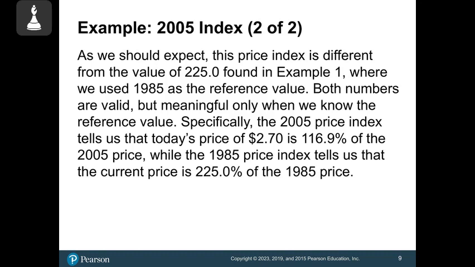So it makes sense that the 2005 price index is only 116.9% of the price that we looked at versus going all the way back to 1985. That should be a bigger difference because prices were a lot less then. So I'm going to need to increase that a lot more than if I was looking only a few years back.